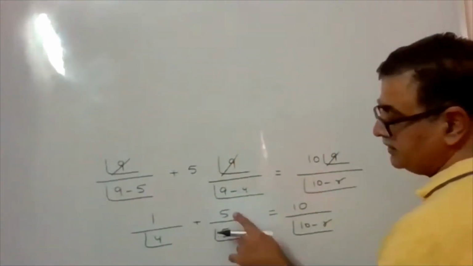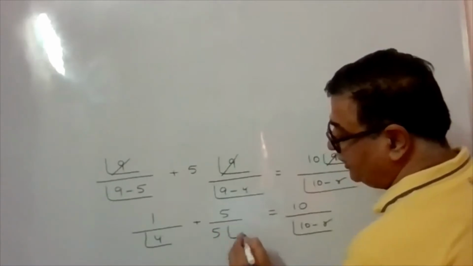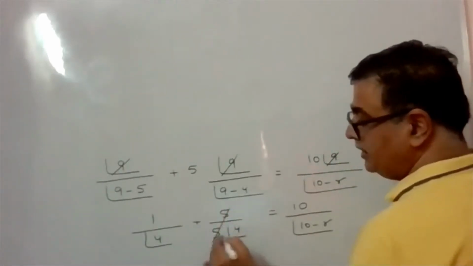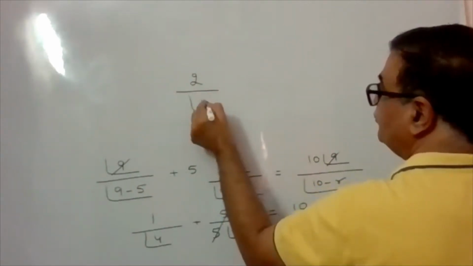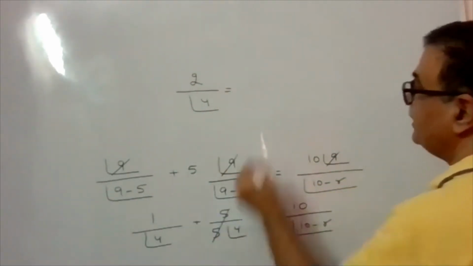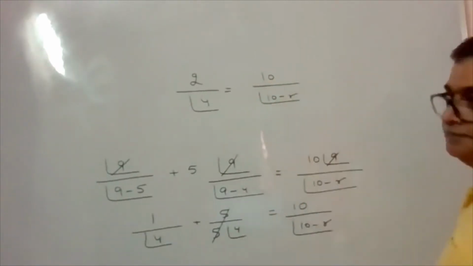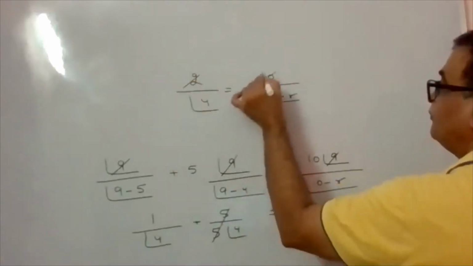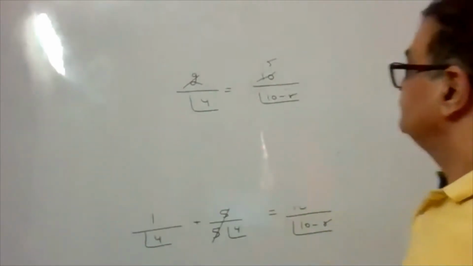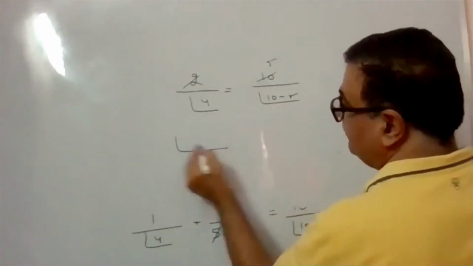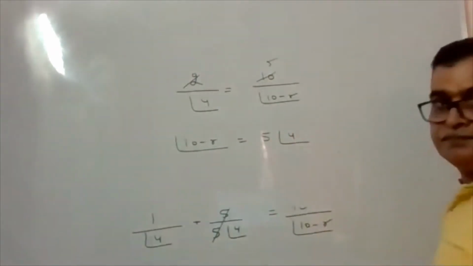Now what it will come, this is 5 and this is factorial 5. Better we write this as 5 factorial 4. So this part clearly gets cancelled out. Left is 2 by factorial 4 this side. And here it comes 10 by factorial 10 minus r. 2 and 10 cancel out, it will come out to be 5. 5 factorial. Then we will write factorial 10 minus r is 5 factorial 4.